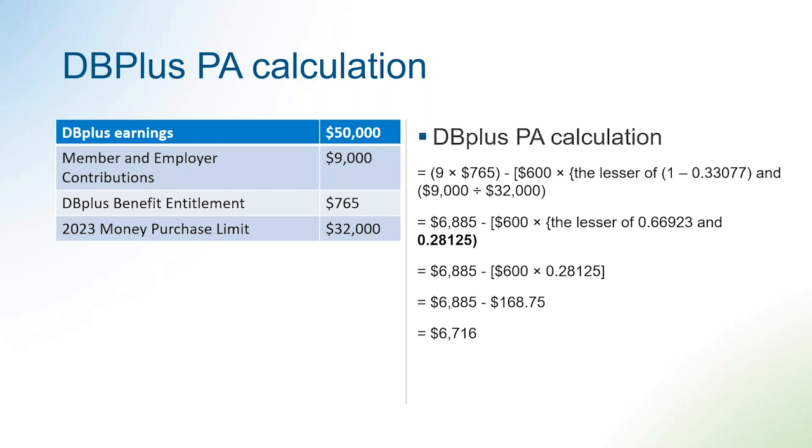The DB plus PA calculation will follow the new formula. The PA offset of $600 will be prorated by multiplying the lesser of 1 less the DB prime pensionable service and member and employer DB plus contributions divided by the money purchase limit for that year. So 1 less pensionable service of 0.33077 is 0.66923. The contributions of $9,000 divided by $32,000 is 0.28125. In this case, 0.28125 is lower and will be used to prorate the PA offset. The DB plus PA will be $6,716.